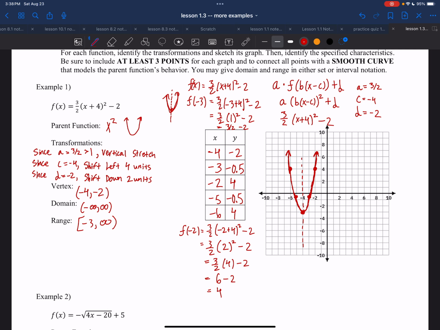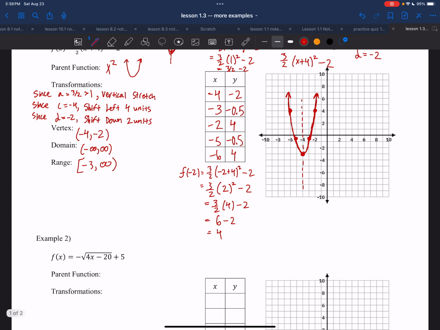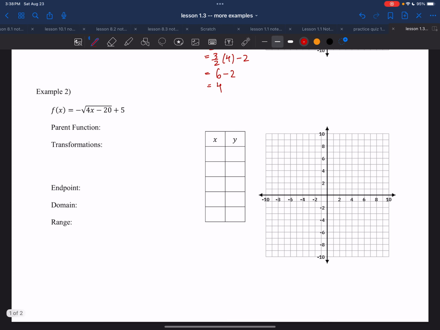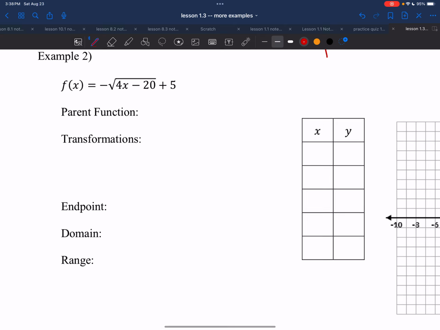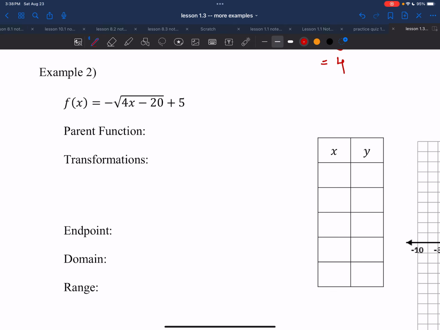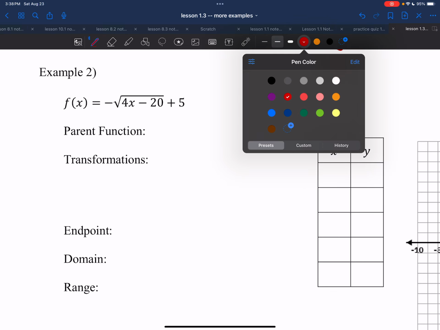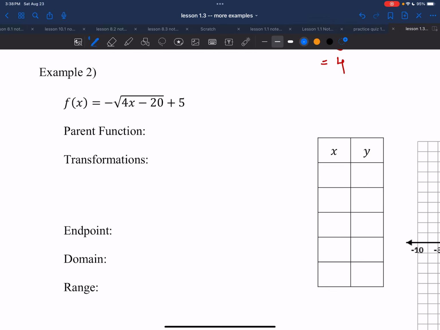And that's breaking down the transformations, drawing the graph, analyzing the features. The really new part is graphing it and knowing what the transformations are. Okay, let's do example 2. I'm going to switch to blue just to separate the math a little bit. This one looks like a lot of stuff. I guess we'll see what happens.